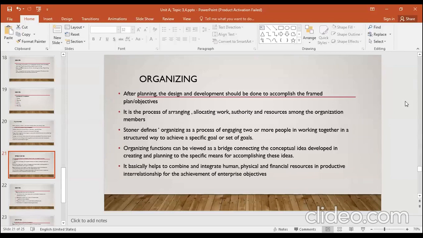Organizing functions can be seen as the bridge connecting the conceptual ideas developed in creating and planning to the specific means for accomplishing these ideas. Planning is one end of the bridge, and organizing the tasks to accomplish those ideas is the other part. Midway between them, organizing makes a path from planning to accomplishing those ideas, so it is regarded as the connecting unit.